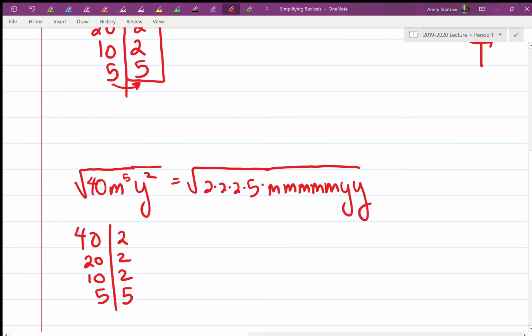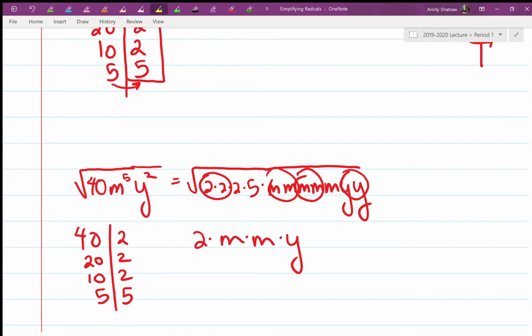Y and a y. What do we notice? The 2's are getting married. The m's are getting married. The m's are getting married. And a last set of things are getting married. Those are the y's. What is left inside is still very important and sometimes kind of hard to see.